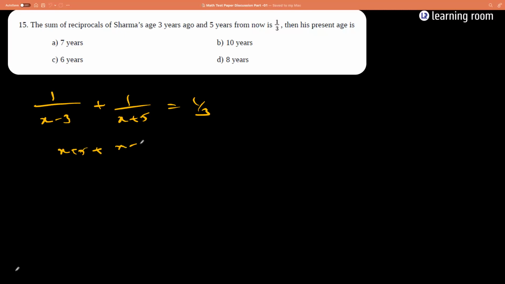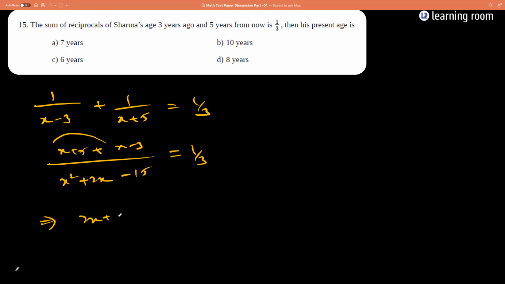So x plus 5 plus x minus 3 divided by x square plus 2x, yes, sir, plus 2x, minus 15 is 1 by 3, which implies 2x plus 2 into 3. Any mistake? No, sir, no.